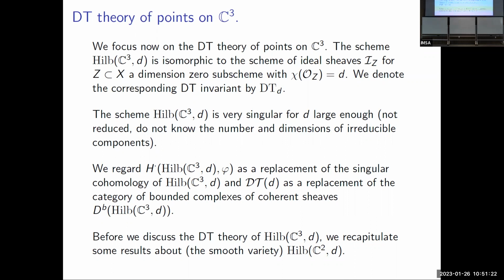Regarding it like that is in stark contrast to the story for the Hilbert scheme of D points on C2. There, the Hilbert scheme of points is smooth, and one has many tools which are not available in the C3 case. What I'll do is first discuss the results about the Hilbert scheme of D points on C2, and then explain the analogous versions for C3.